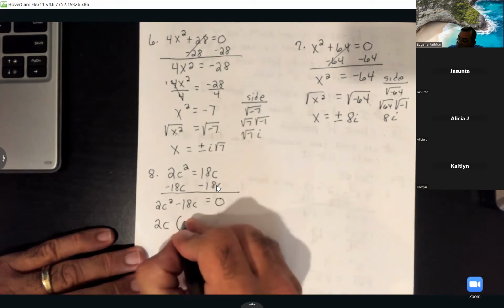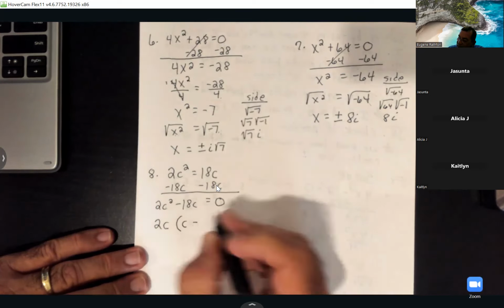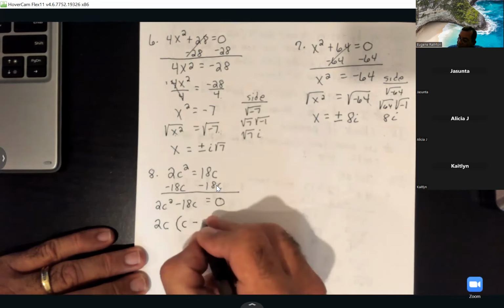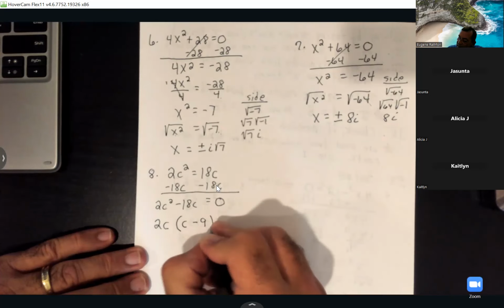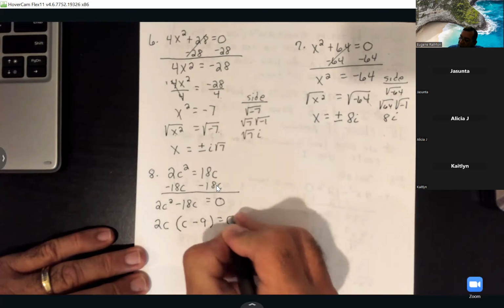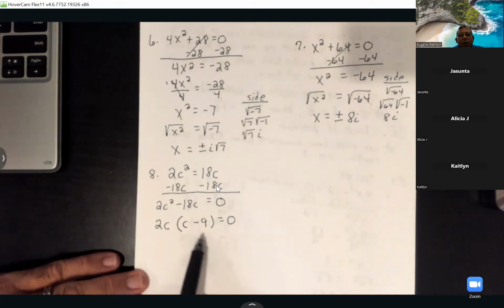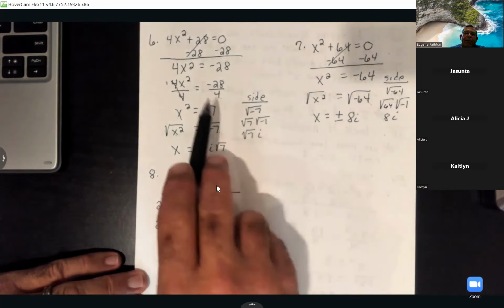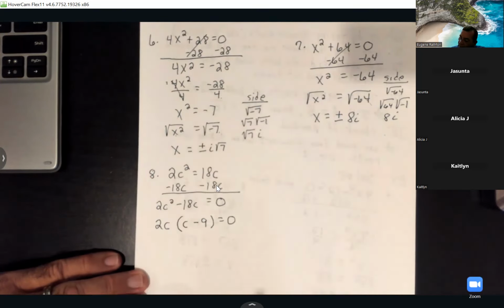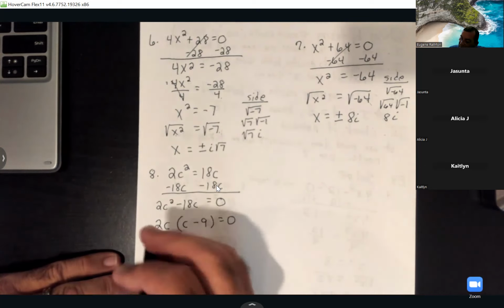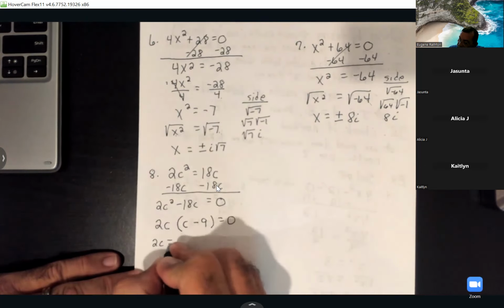inside parentheses, you would have a c minus, let's see, 18 divided by 2 is what, 9? All equal to 0. So they just threw this one in there to sort of mess with you after doing these square roots, okay? All right, this is factored. Set both of these equal to 0.